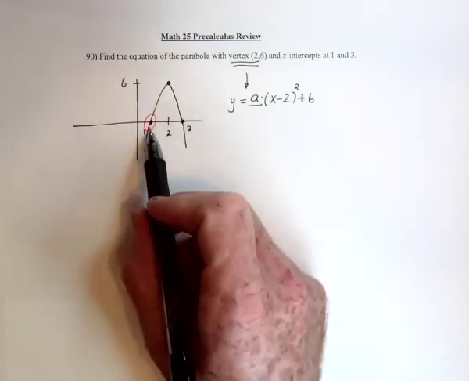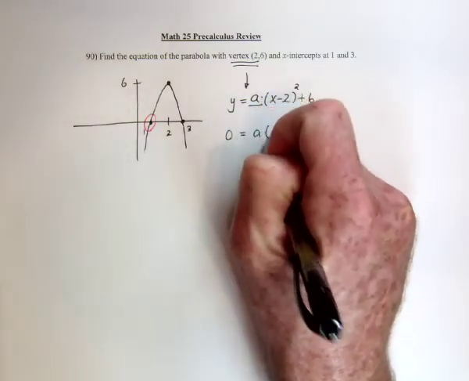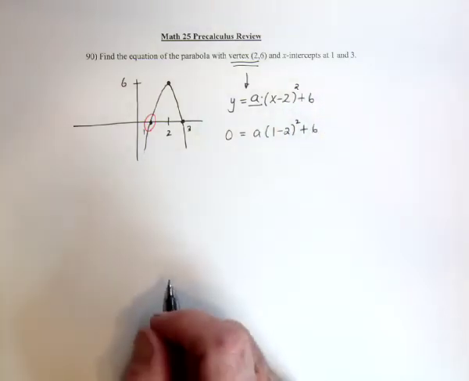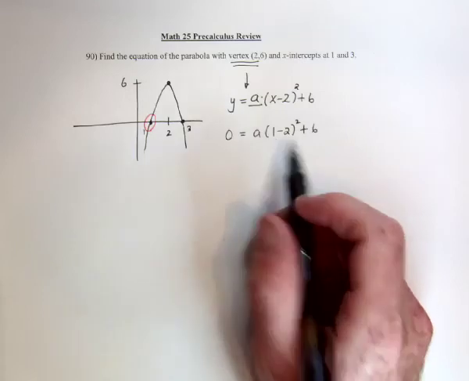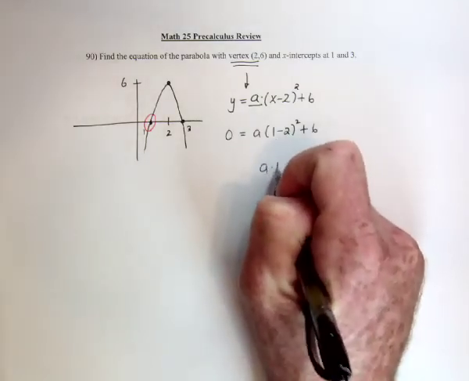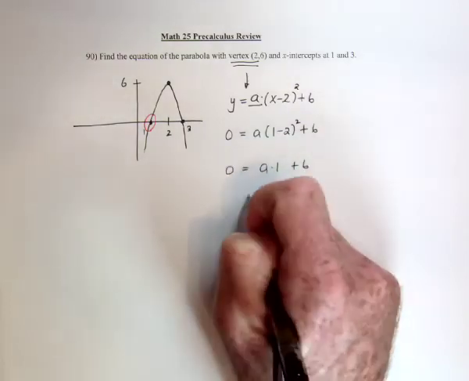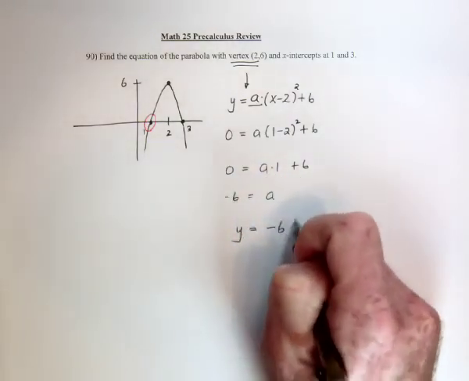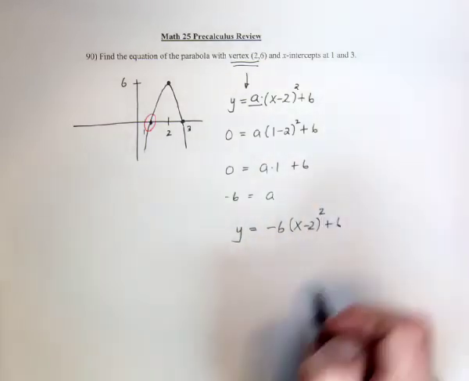So this has x equals 1 and y equals 0. So substitute that in, x equals 1 and y equals 0, and then we can solve for a. Subtracting here is going to be a negative 1, but when you square that, it's a positive 1. So a times 1. So it looks like a is equal to negative 6. So it would be y equals negative 6, and then (x minus 2), and then plus 6. I forgot my square.